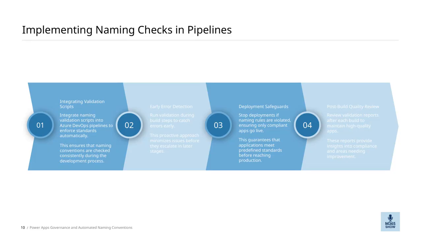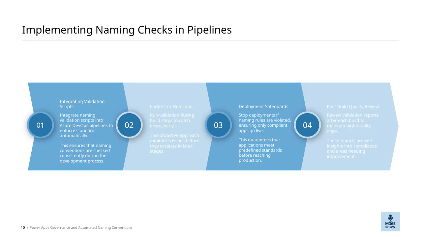Now, let's talk about implementing naming checks in our pipelines. First, it's essential to integrate naming validation scripts directly into Azure DevOps pipelines. This way, we can automatically enforce our naming standards throughout the development process. By doing this, we ensure that naming conventions are checked consistently every time we build, catching potential issues early on.